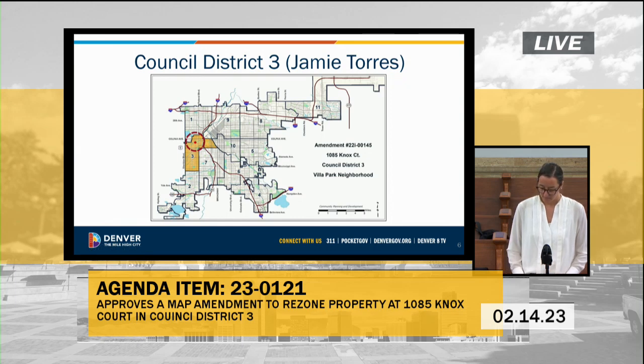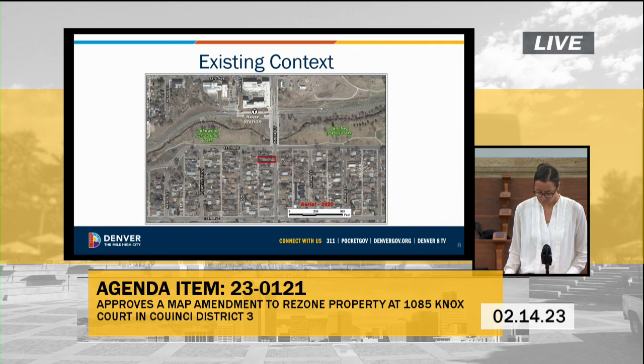The subject property is located in Council District 3 in the Villa Park neighborhood. The subject property is located near the southwest corner of West 12th Avenue and Knox Court. The Lakewood Dry Gulch Park is north of the property, running east-west, and Paco Sanchez Park is 200 feet northeast from the subject site. The subject site is within the quarter-mile buffer of the Knox Street RTD light rail station.